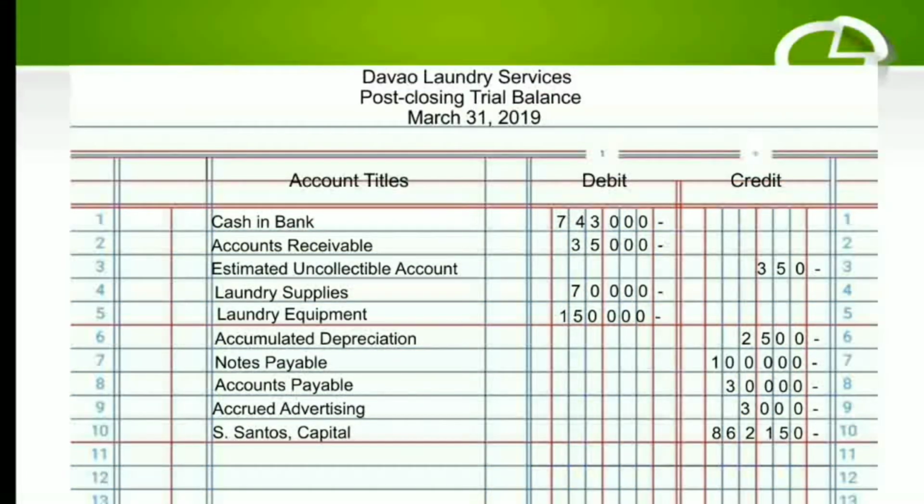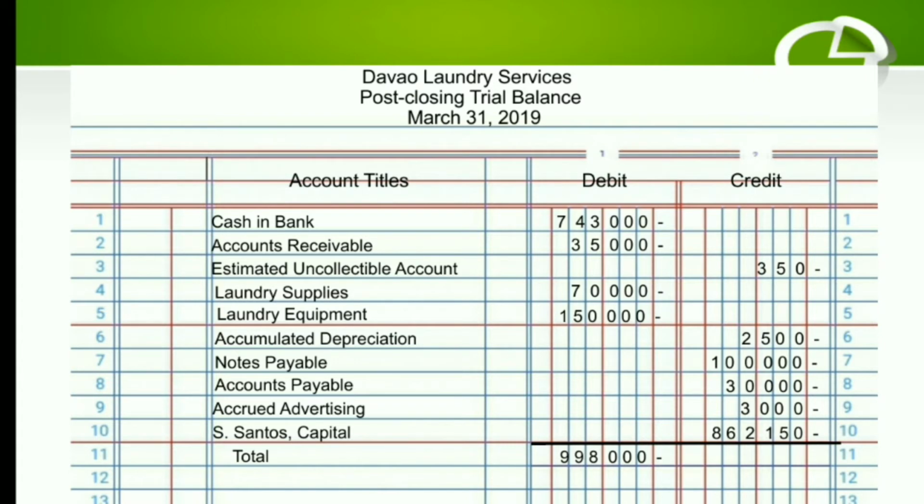Now that all the real accounts or balance sheet accounts are lined up here, our next step is to total all the debits and all the credits. And as always, ang goal ay dapat balance yung debit and credit. So let's now put first the debit. So total natin muna yung debit. So we have 743,000 pesos plus 35,000 pesos plus 70,000 pesos plus 150,000. So, the total debit is 998,000 pesos.